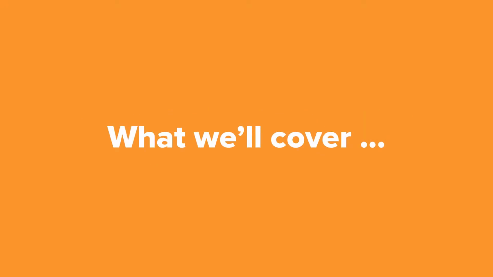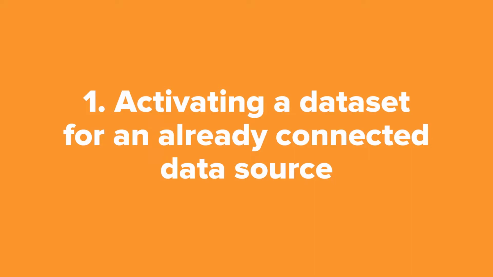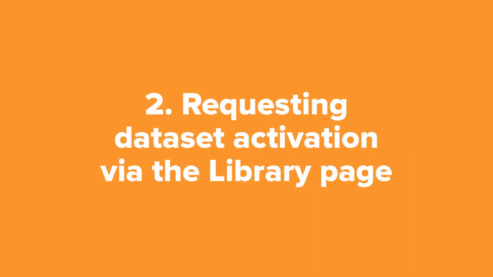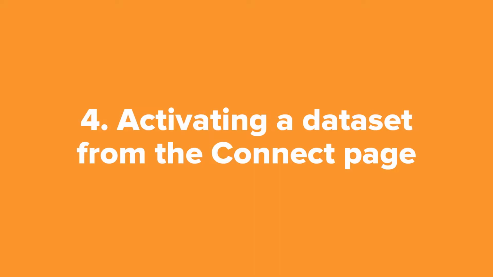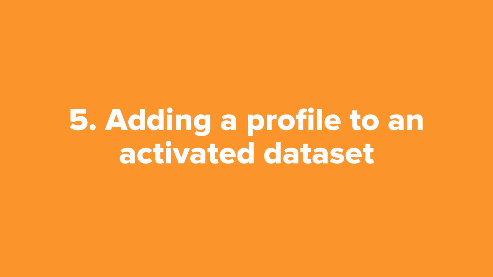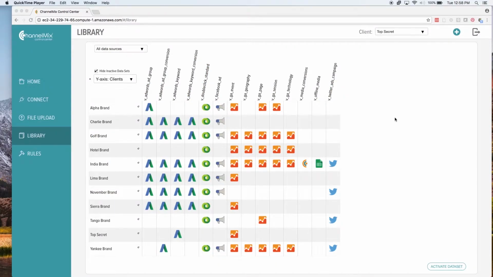I'll be going through 5 different flows today. The first one will be activating a dataset for an already connected data source. The second flow will be requesting a data set to be activated via the library page itself. The third flow will be activating a data set for a data source not already connected within the library page. Number 4 will be activating a data set from the connect page itself. And then flow number 5 will be adding and backfilling an additional profile to a data set. So let's go ahead and get started.